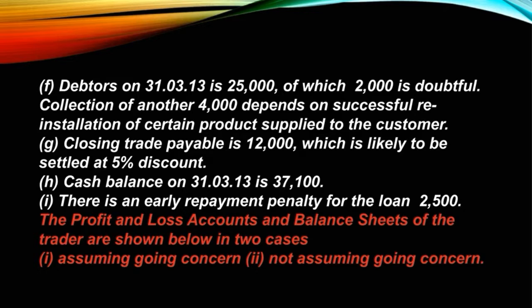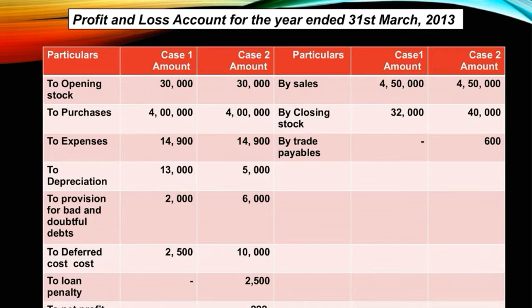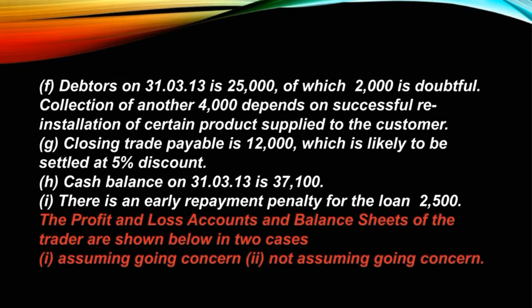Closing trade payable is given as 12,000, which is likely to be settled at a 5% discount. While paying, we are not going to pay 12,000, we are going to pay 11,400. So in a going concern, we will not credit this 5% discount in the P&L account due to the conservatism principle. But in case you are going to shut down the business, you need to credit this 600 in the P&L account and show this as income. Closing cash balance is given as 37,000.